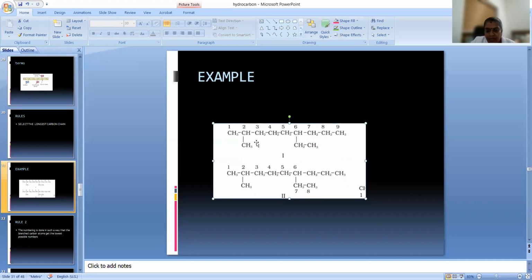You can number the carbon chain any way, so long as you get the longest chain. If you are numbering in this way, you are getting 9 carbon atoms. In this way, you can also number 1, 2, 3, 4, 5, 6, 7, 8, 9. That is also possible. Or you can number it 1, 2, 3, 4, 5, 6. That is short. So the ones that contain 9 carbon atoms are the longest chain. The second one we cannot choose. We'll choose the first numbering because this is the longest chain.